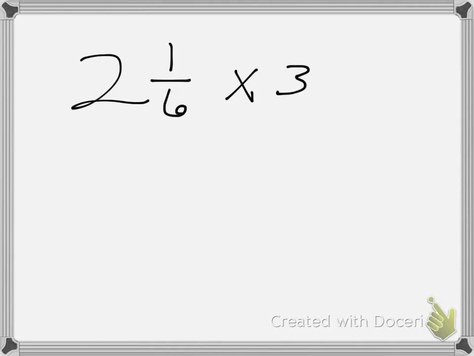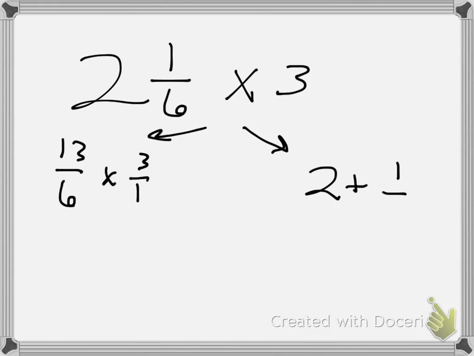I want you to go ahead and solve this on your own first. Push the pause button and see if you can get it done. All right, now that you've pushed the pause button and you've done it on your own, let's see if we can do it. I have two choices. I can either turn it into an improper fraction, which is 2 times 6 is 12 plus 1 is 13/6 times 3/1. So that's one option, or I can change it to distributive property.